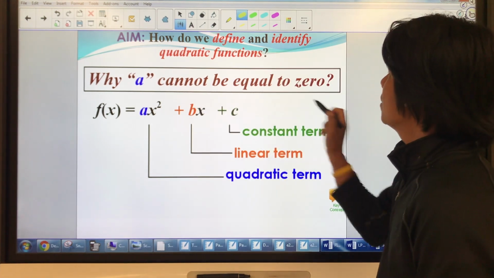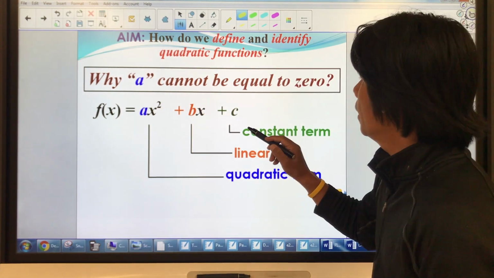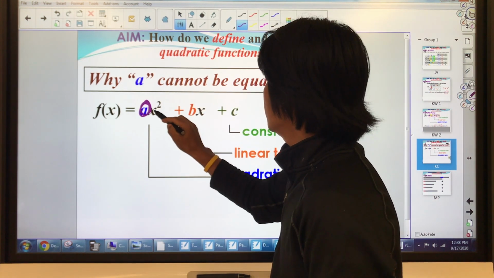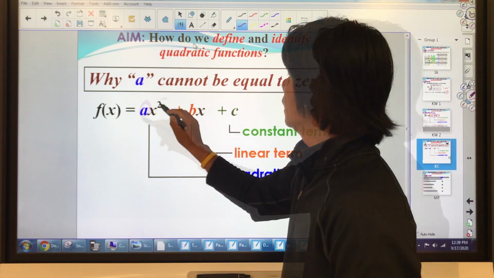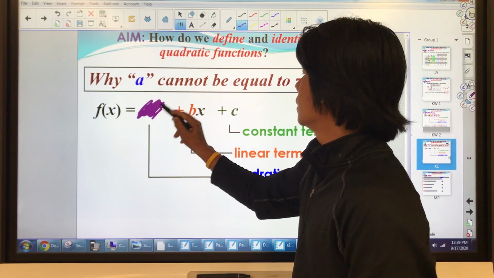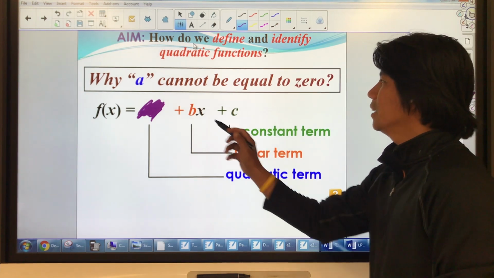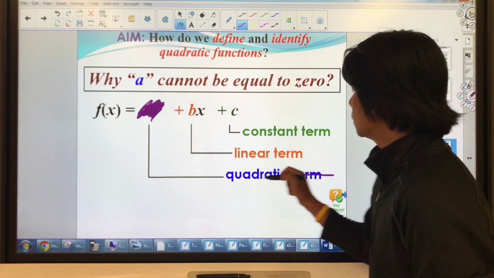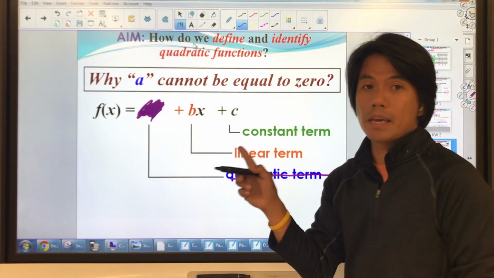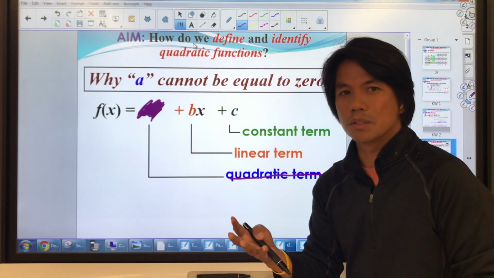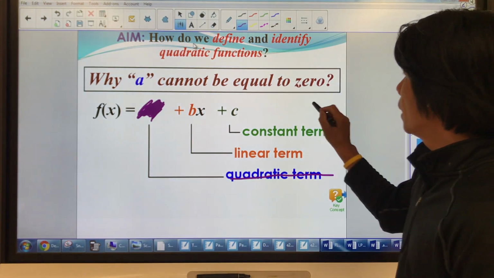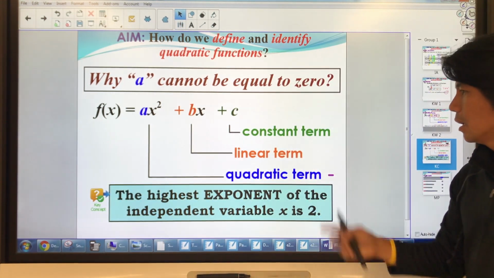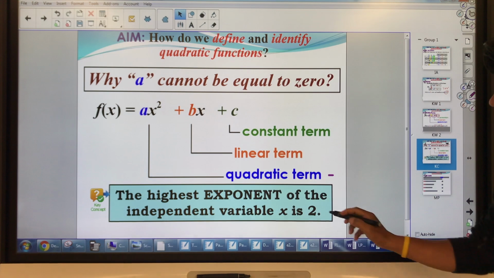Why a cannot be equal to 0? If a is 0, right here, this is 0. So what is x? 0x squared. This won't exist anymore. So therefore, what kind of function is left? You have linear term and constant term only. So the quadratic term is gone if a is 0. So therefore, it's not quadratic anymore. So what is the key concept behind this? The highest exponent or the power of the independent variable x is 2.